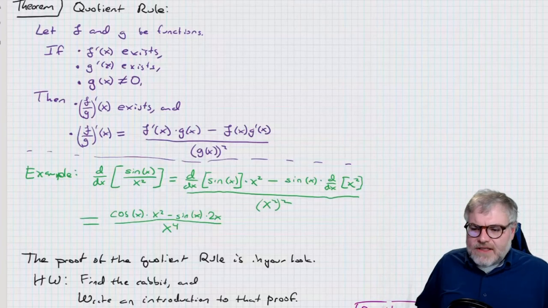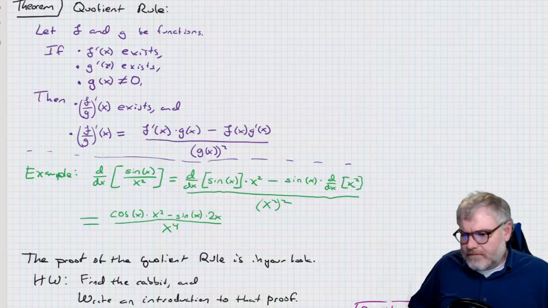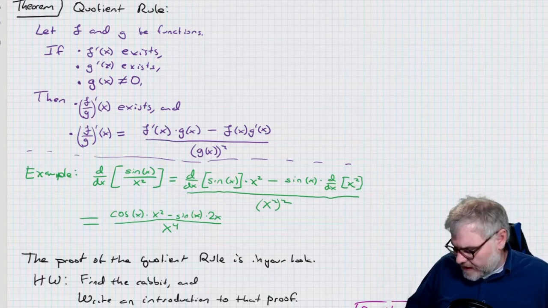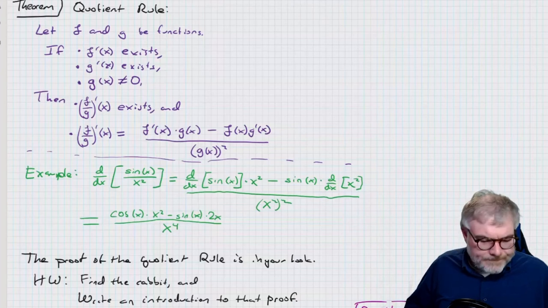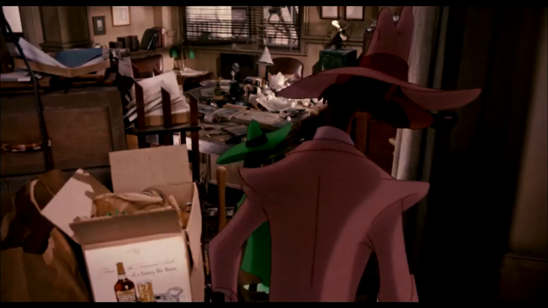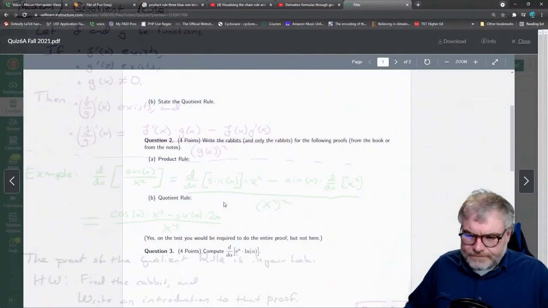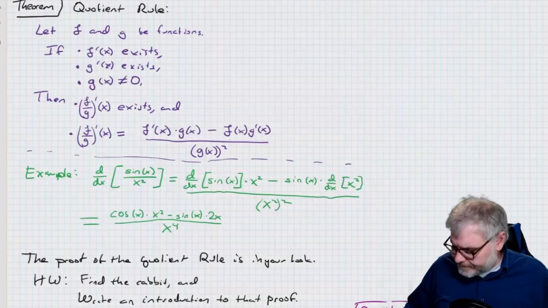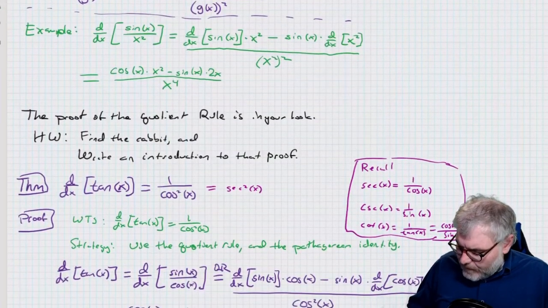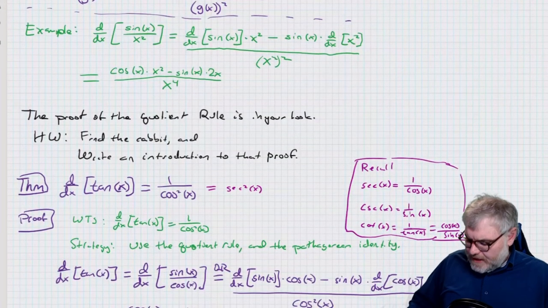And then the rabbit is going to be on your quiz on Monday or Tuesday, whenever you're taking the first quiz. So that's your homework for this section. Find the rabbit, and then I want you to write an introduction to that proof.